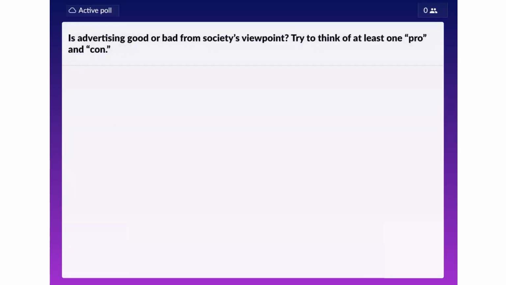Okay, so next one. Is advertising good or bad? So this is a value judgment problem. This is a normative problem. Is it good or bad for the society? And so what are the pros and cons for this one?